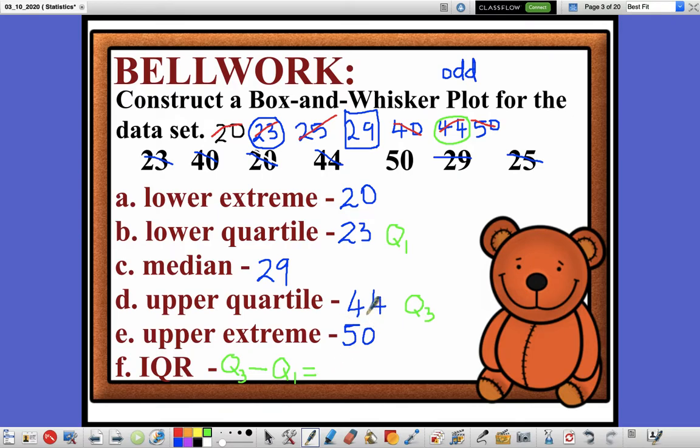All right, so now I have this one. What I need now is to plug in the values that I have. So my Q3 according to this one is 44. Then my Q1 is 23. If I do my calculation here, 4 minus 3 is 1, 4 minus 2 is 2, right? So that's it.